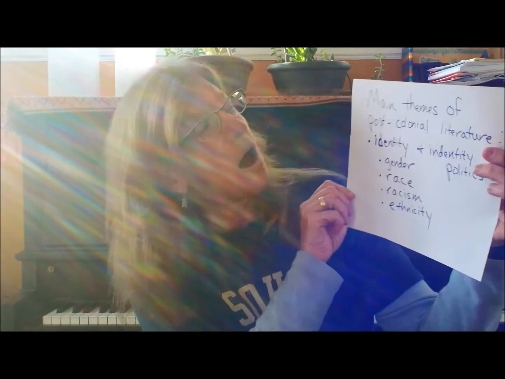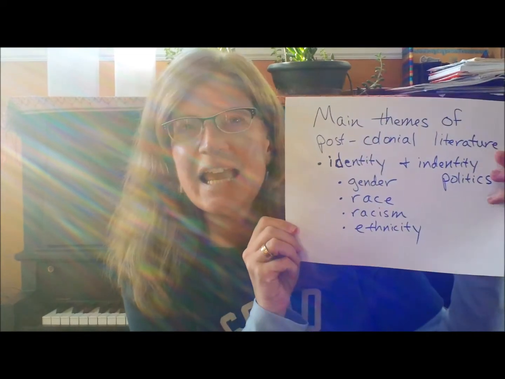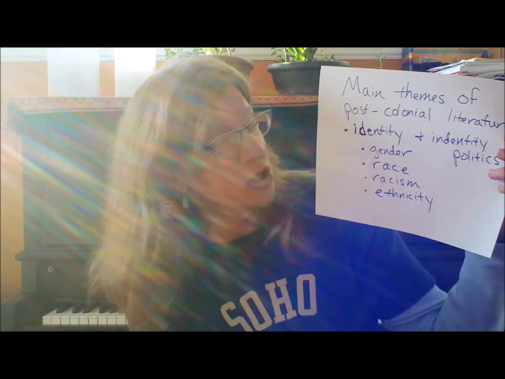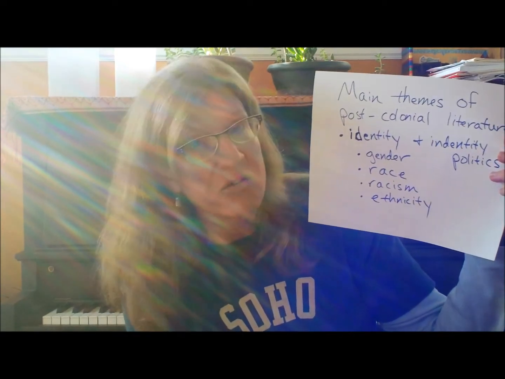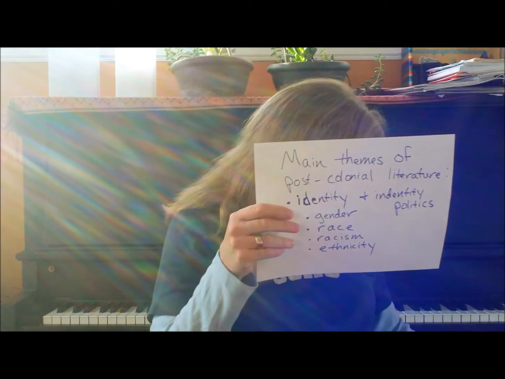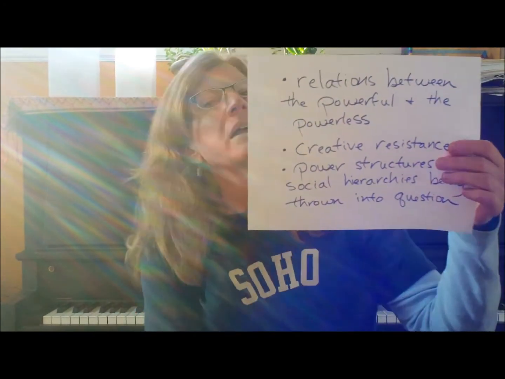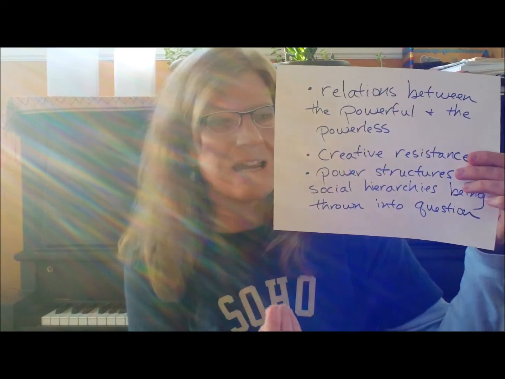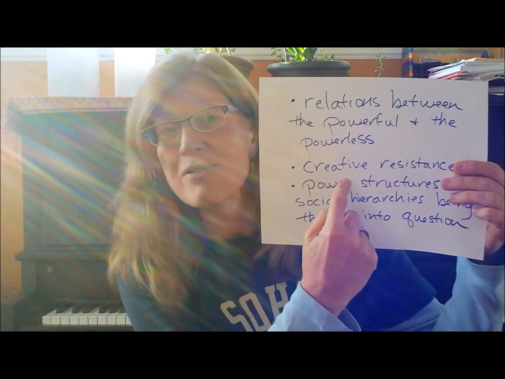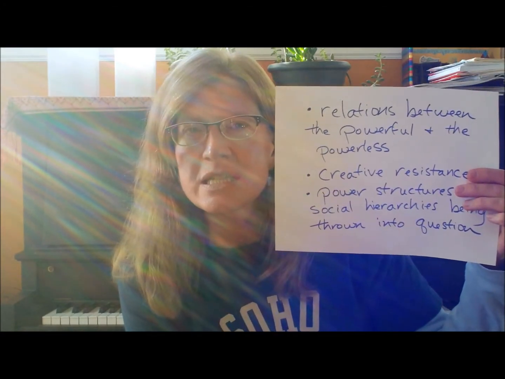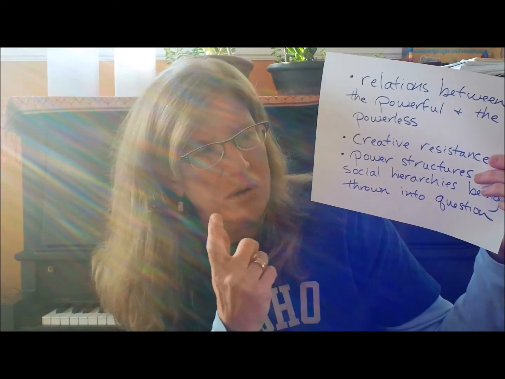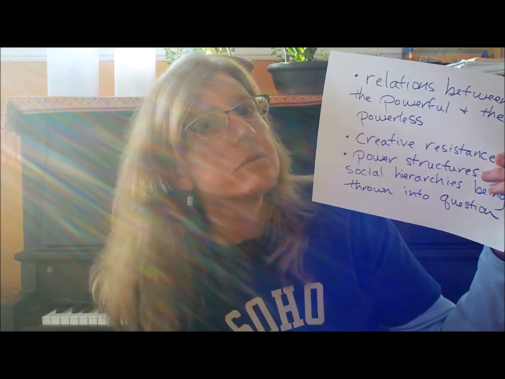And some of the main themes that we will see in what we're reading this semester are the idea of identity and, of course, the politics surrounding identity. Specifically, these would deal with things like gender, race, racism, ethnicity. We also will see themes that deal with the relations between the powerful and the powerless. So what's that dynamic like? We also will see one of my favorites, just for daily life, creative resistance. How do you do that? You might want to talk to Gandhi about that if you're not sure, except he's too dead, so you can't talk to him. But he had some good ideas.